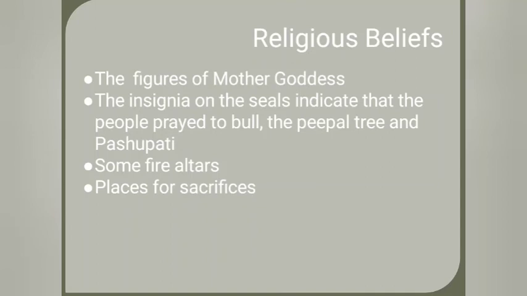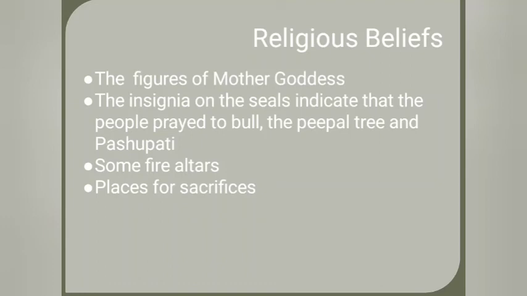So if you see the religious beliefs, in those days people also had religious beliefs. The figures of Mother Goddess, the insignia on the seals indicate that the people prayed to the bull, the peepal tree and the Pashupati, that is Shiva. So we could come to know that people prayed to the bull, of course, as it is helpful for agriculture, and the peepal tree, which is one variety of tree, and in Tamil we say it as Arasamaram, and the Pashupati, that is Shiva, Lord Shiva. So they used to pray to these gods.